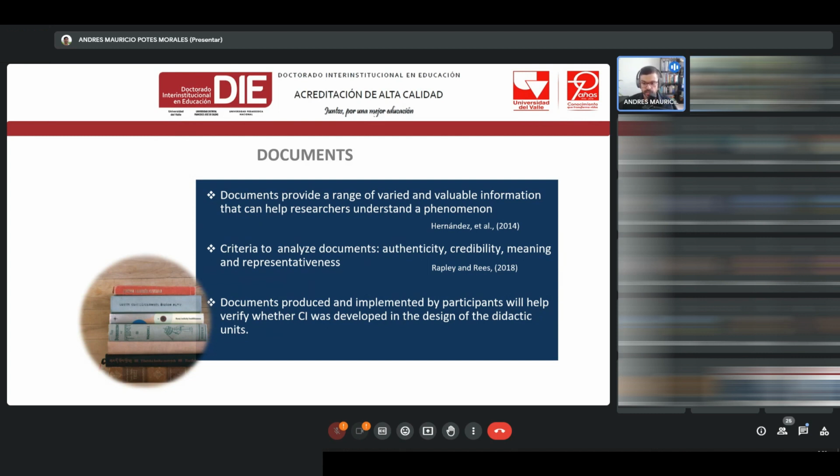For selecting the documents that will be part of the corpus, I will verify the 4 criteria mentioned here, and documents produced and implemented will help verify whether critical interculturality was developed in the design of the didactic units.